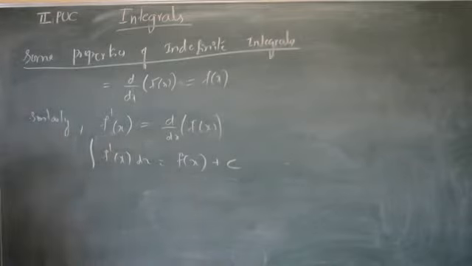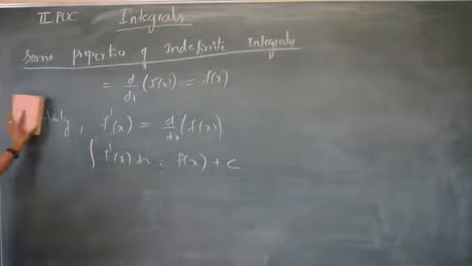So we got integral of derivative of f of x will be f of x plus c, and derivative of integral of f of x dx will be f of x. So this is the result where c is any arbitrary constant. So this is one property of indefinite integral. Next property.